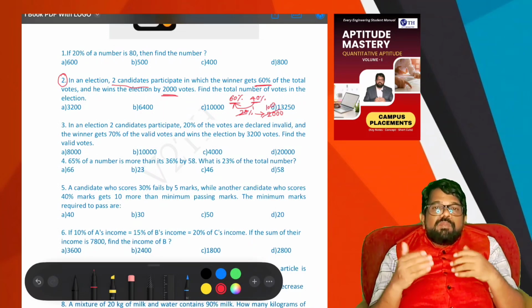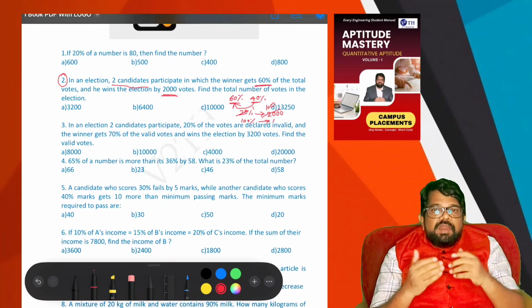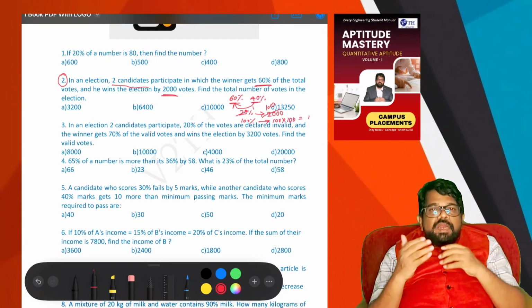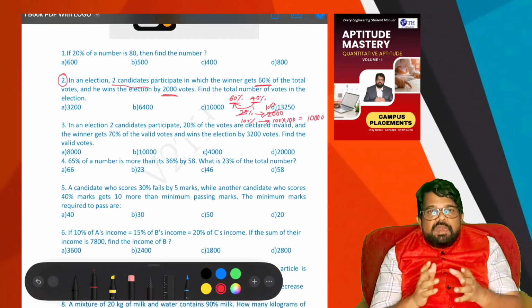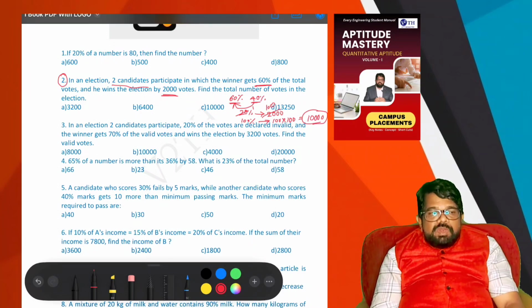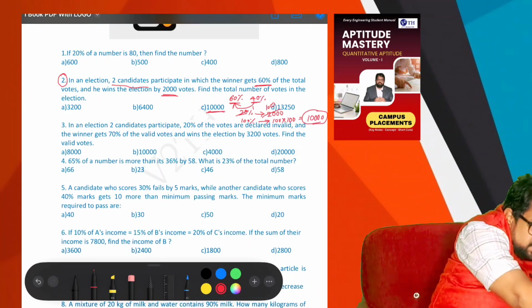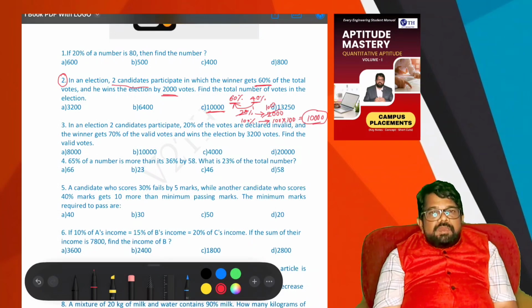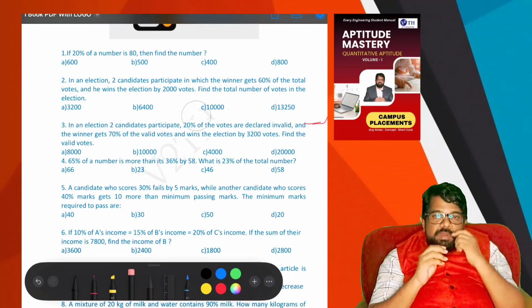What do we require? The total number of votes. What are the total number of votes? Always you have to calculate the 100% value. So what is the 100% value? 1% value is 100. What about the 100% value? 100 into 100. What is 100 into 100? 10,000. What is the total number of votes polled here? 10,000. Total number of votes polled is 10,000. Understood?